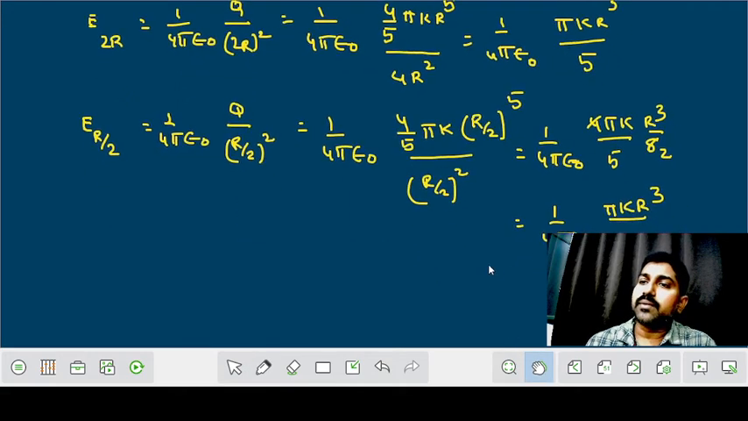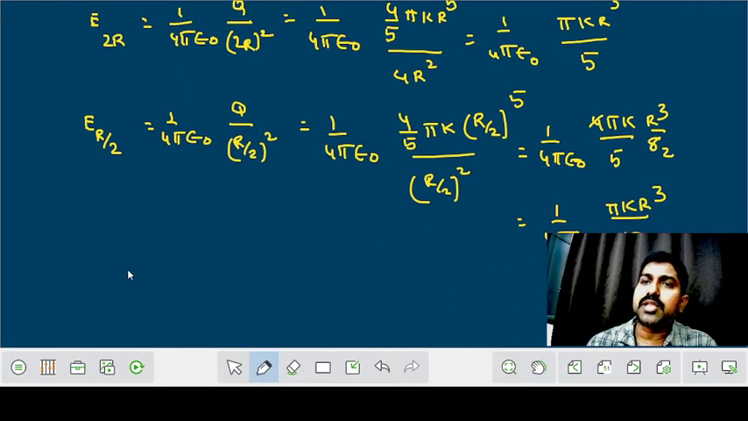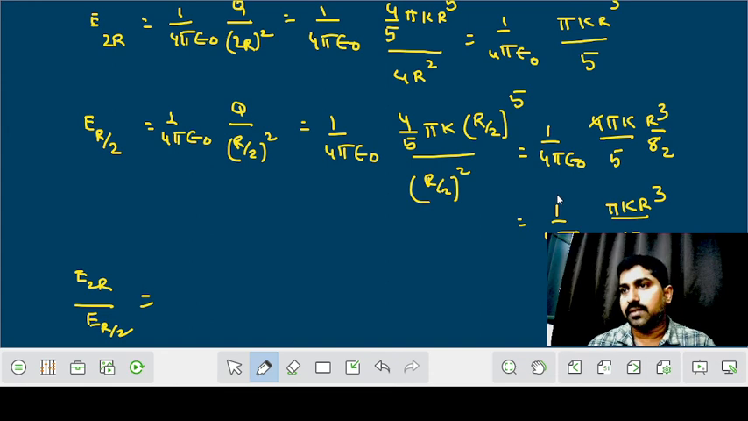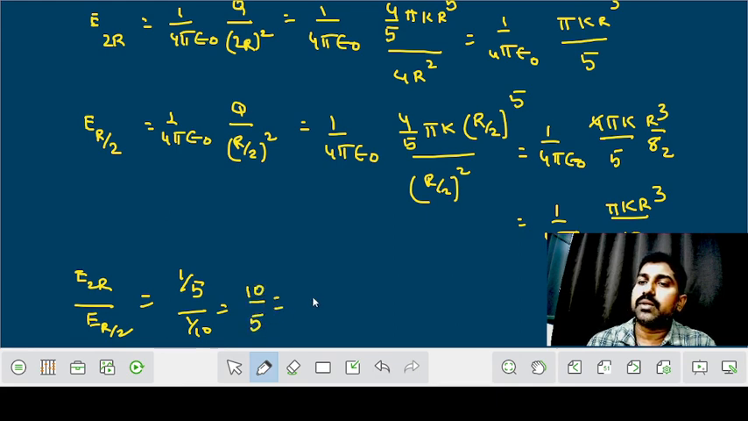Now the question is to calculate the ratio between the electric field at a distance 2r and the electric field at a distance r by 2. By taking the ratio of these two equations, 1 by 4 pi epsilon naught will cancel, pi k r cube will cancel, and the remaining is 1 by 5 divided by 1 by 10. This is simply 10 by 5, which is equal to 2. So finally the answer is 2 only.